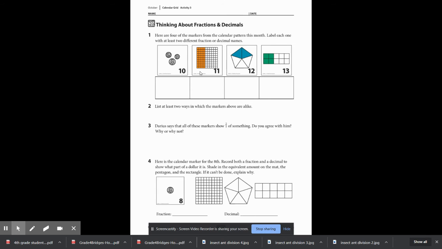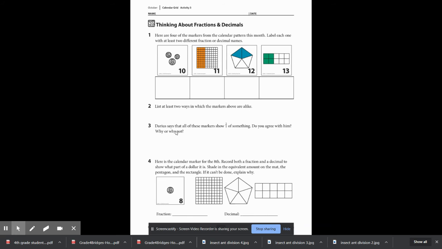How would you write 4/10 as a fraction and a decimal? And these both are 4/10. This is 2/5, and this is 4/10. Okay? How do we write these as decimals and fractions? List at least 2 ways which the markers are alike. How are they all alike? And how are they all different?